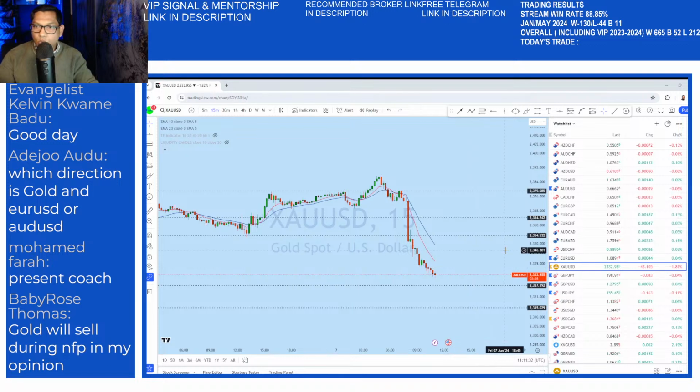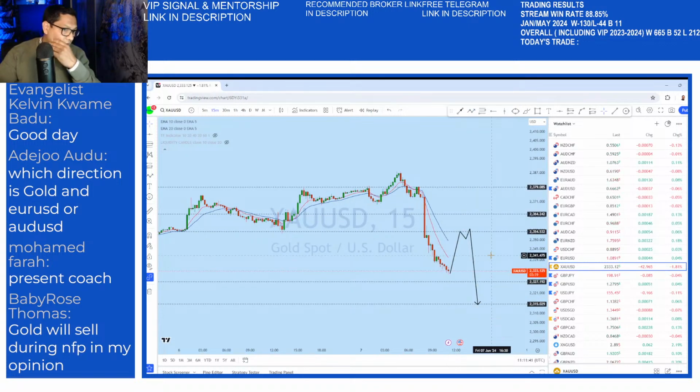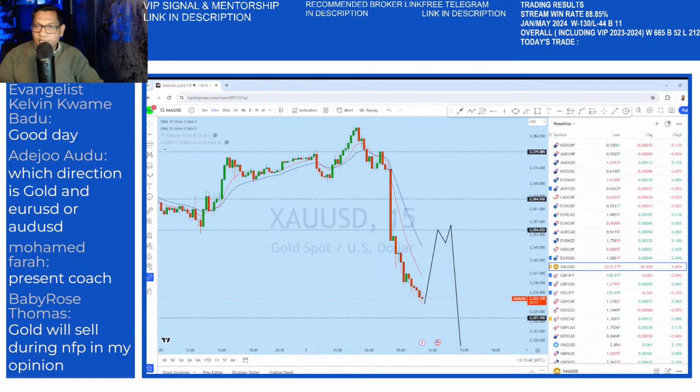So we will be waiting for a deeper pullback, and then we can look for a potential selling opportunity on gold. Let's see where the market is heading.